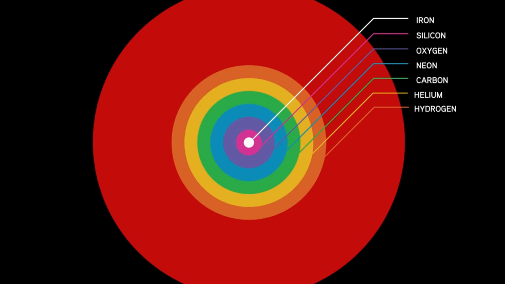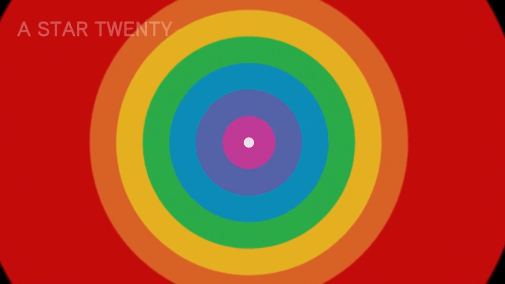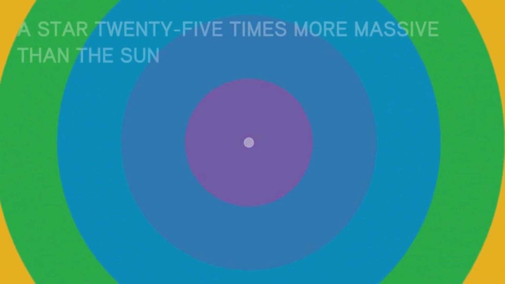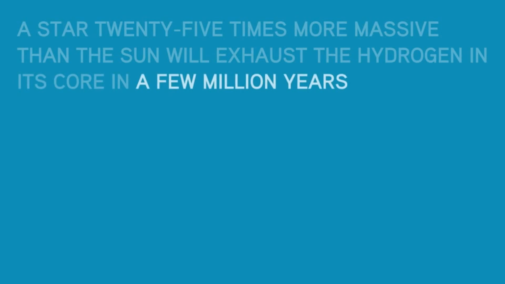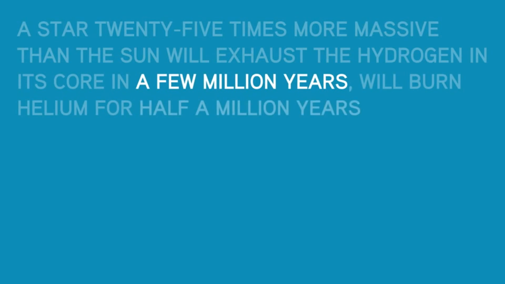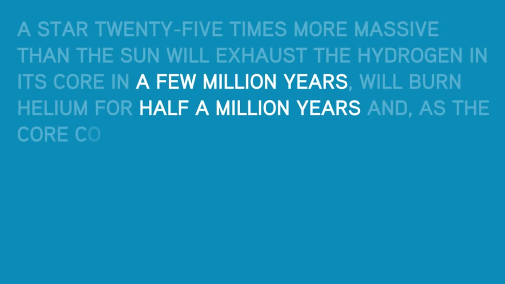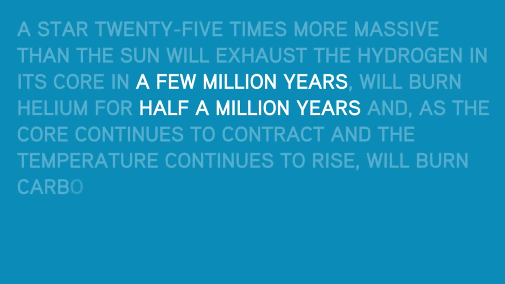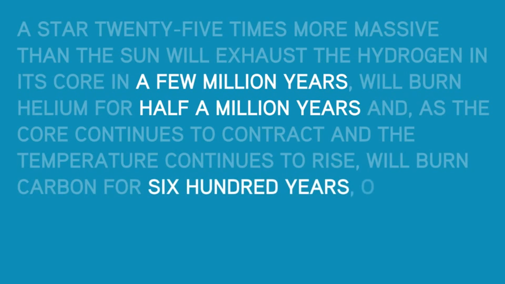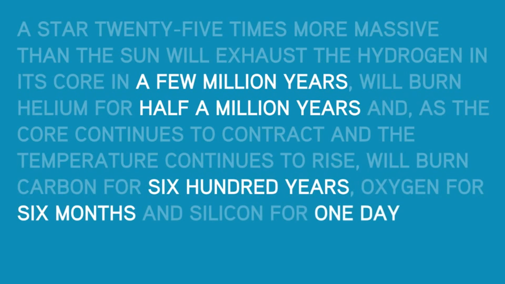I'd like to read to you Cesare Emiliani's wonderful description of the final few million years in the life of a dying huge star. A star 25 times more massive than the Sun will exhaust the hydrogen in its core in a few million years, will burn helium for 500,000 years, and as the core continues to contract and the temperature continues to rise, will burn carbon for 600 years, oxygen for 6 months, and silicon for 1 day.